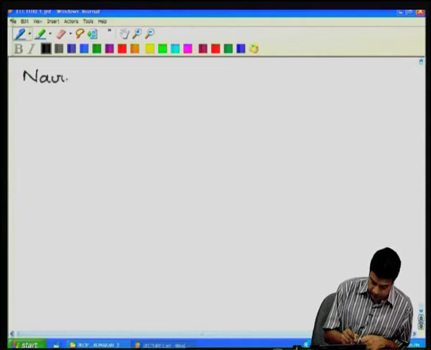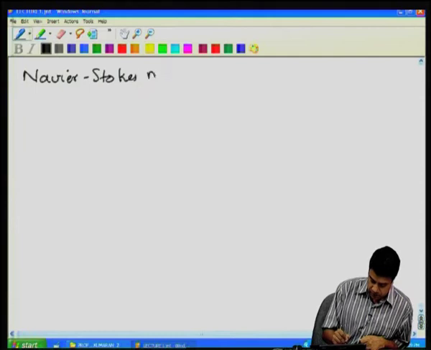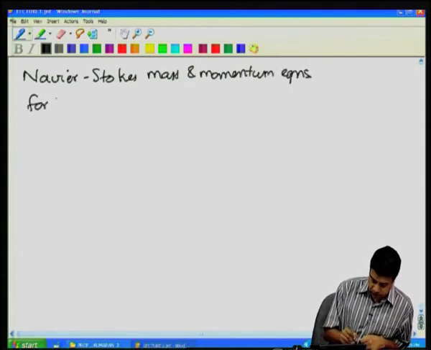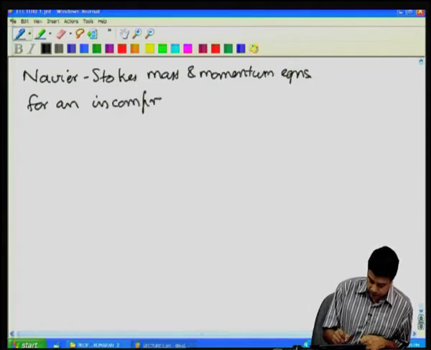Navier-Stokes mass and momentum equations for an incompressible fluid.